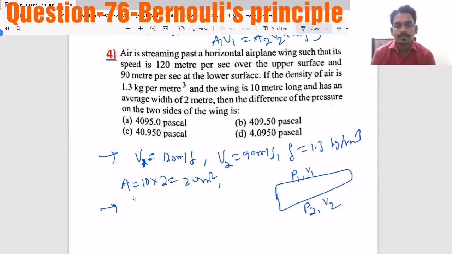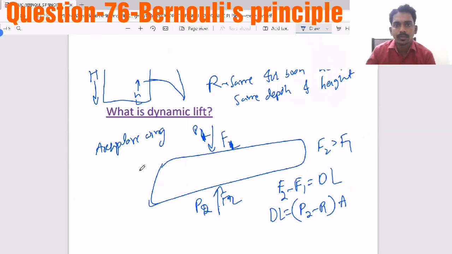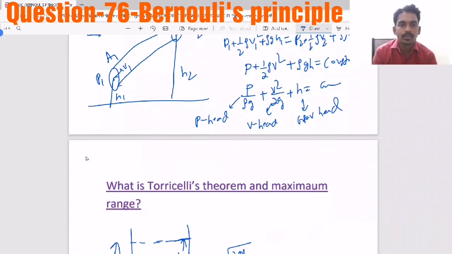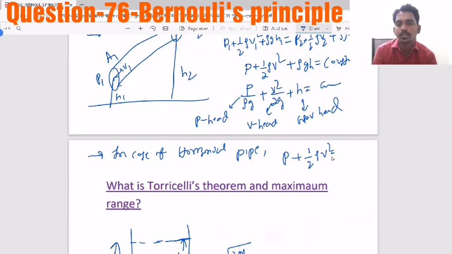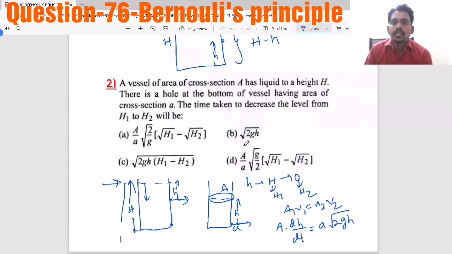So here, one more thing you have to specify when we take Bernoulli's principle. In case of a horizontal pipe, height is same everywhere, then only P plus half rho V square remains constant. That is what we applied in case of dynamic lift, the horizontal wing. So wing is horizontal, that's why we take only pressure and kinetic energy.